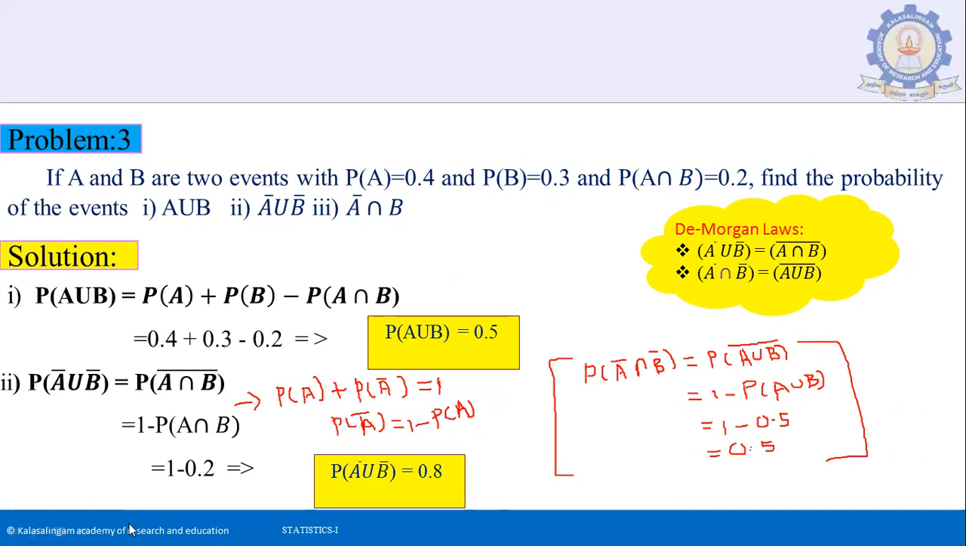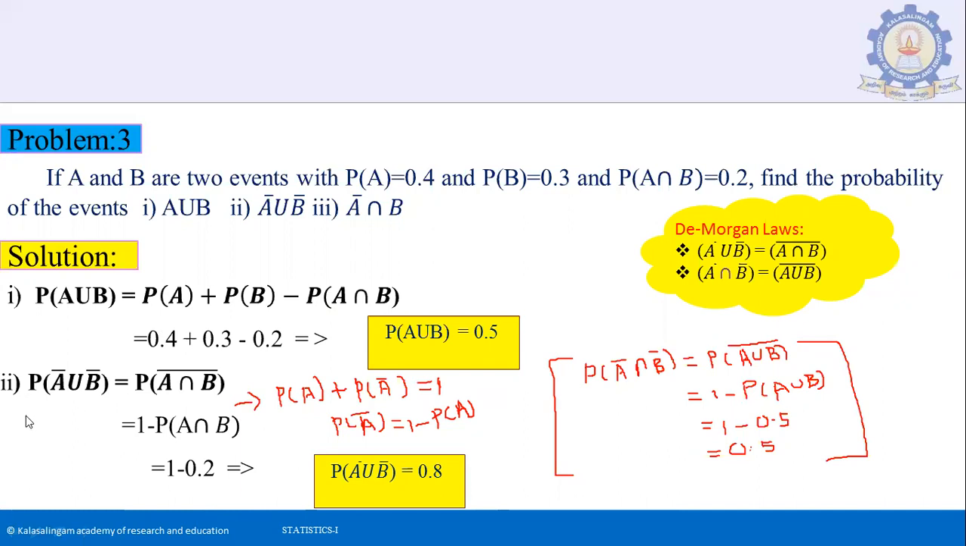If A and B are any two events with the probability of A equal to 0.4, probability of B equal to 0.3, probability of A intersection B equal to 0.2, find the probability of the events A union B, A bar union B bar, A bar intersection B. So the first subdivision, using addition theorem, P of A union B equals P of A plus P of B minus P of A intersection B. So 0.4 plus 0.3 minus 0.2. Simplifying, we get 0.5.